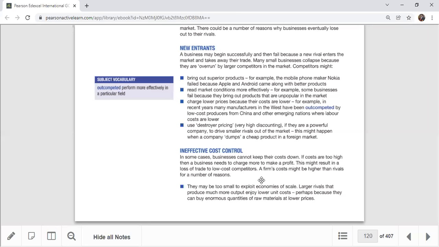You can see they may be too small to exploit economies of scale. Larger rivals that produce much more output enjoy lower unit cost, perhaps because they can buy enormous quantities of materials at low prices. This is one reason ineffective cost control comes in, because they may be too small to exploit economies of scale. So small businesses have to get out of the market, because larger ones produce more output and enjoy lower unit cost. Small businesses can't have economies of scale because they're buying small quantities.